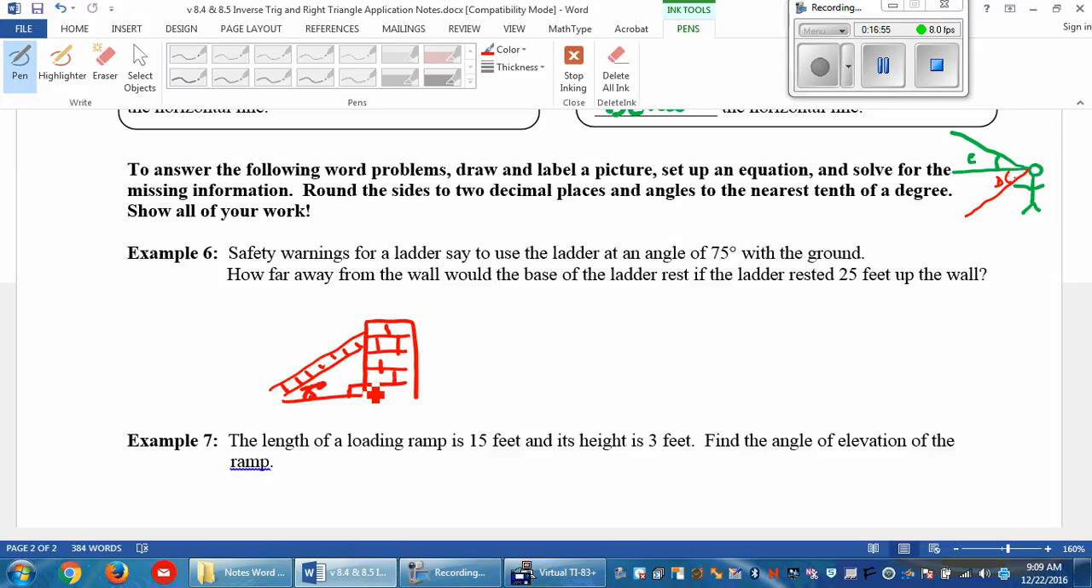How far away from the wall would the base of the ladder rest if the ladder rested 25 feet up the wall? So we know that this side right here is 25 feet up the wall. We know this, and we're looking for how far away from the ground this is going to be. So this is where your trig comes in, and once again we'll write it out.